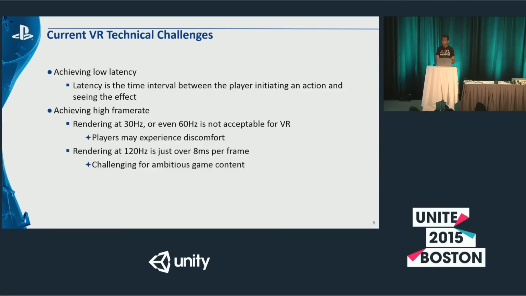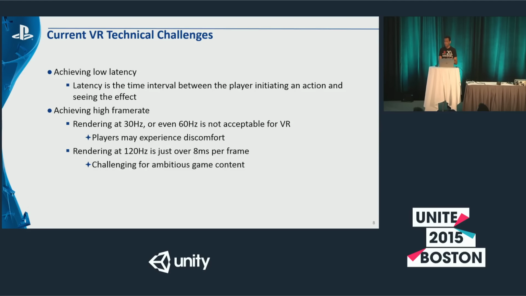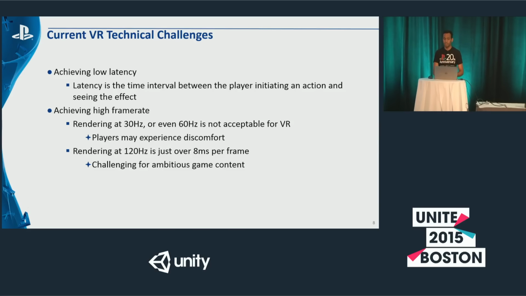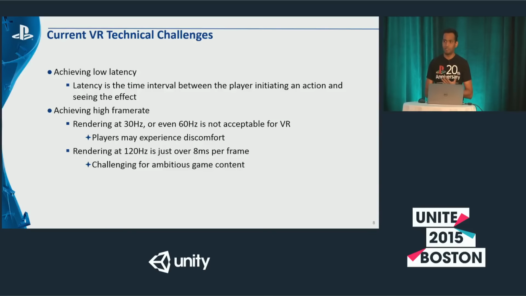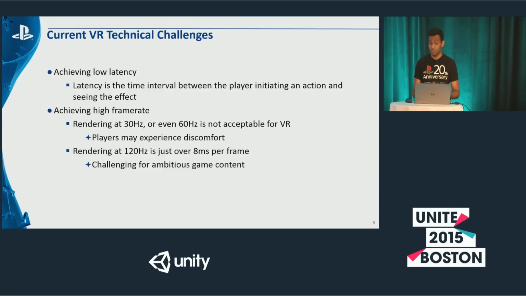Accomplishing a high frame rate is also crucial. Rendering at a consistent 30 hertz or 60 hertz, which is acceptable for normal games, is not an option anymore. It will cause discomfort to the users. Ideally, you'd want to render at 120 hertz, but that means you have just about 8 milliseconds to squeeze in your entire render frame, which, of course, is going to be challenging depending on your game style, and it's going to be challenging for ambitious game content. Also, I just want to note that you're talking about stereo rendering here and not the normal rendering, so it's going to be much higher. So how do we address these challenges?